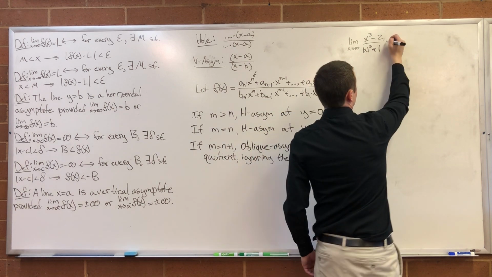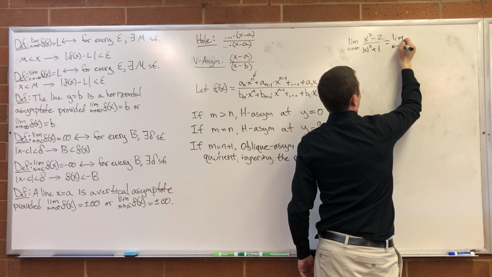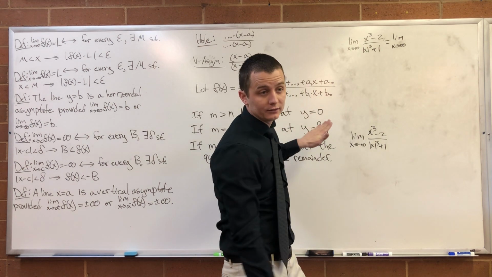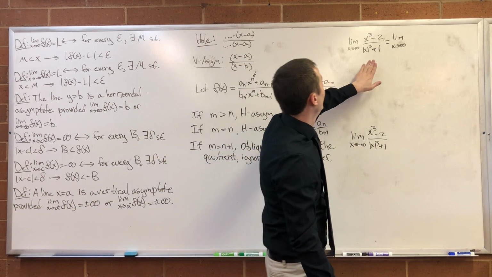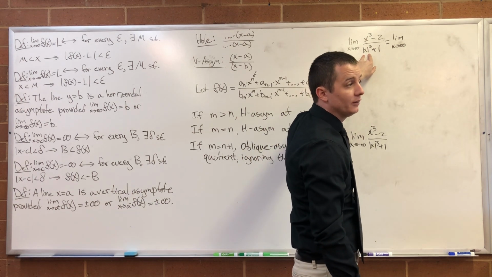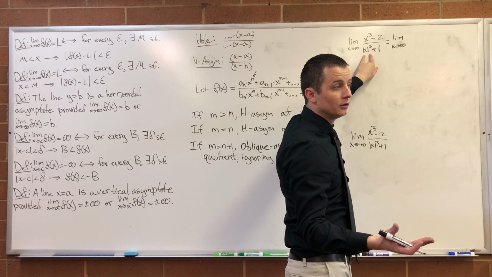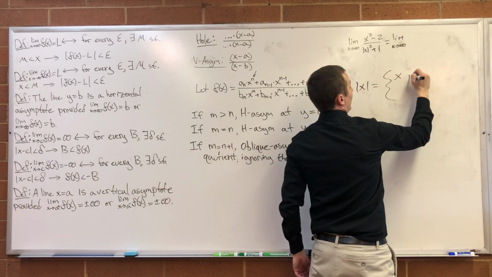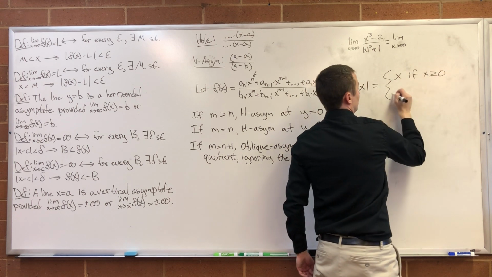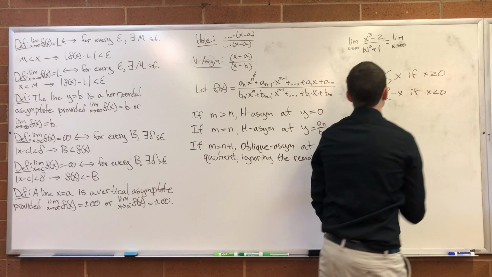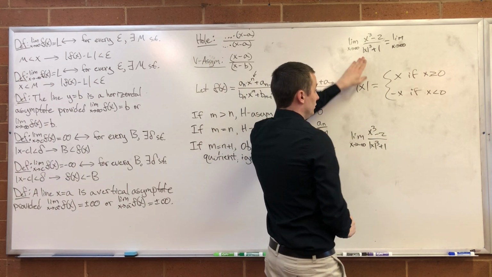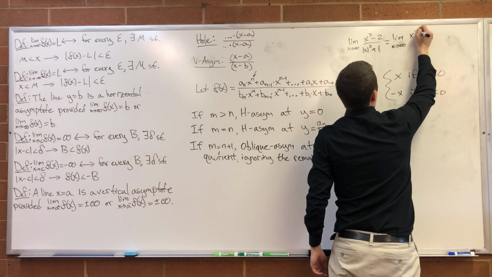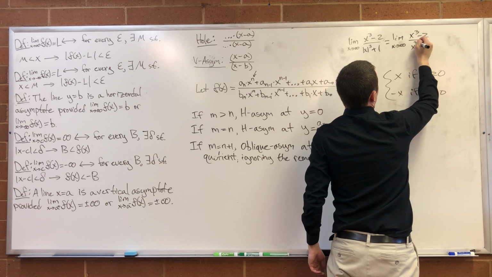Okay, so this is equal to the limit as x approaches infinity. Since we're taking off arbitrarily far to the right, we can drop all our negative x's. And so the absolute value of x, if x is positive, is just x. The absolute value function of x is equal to x if x is greater than or equal to 0, negative x if x is less than 0. Here we're talking about x greater than or equal to 0, so the absolute value of x is just x. So this is the same thing as the limit of x cubed minus 2 over x cubed plus 1.